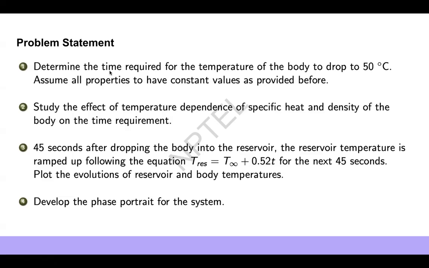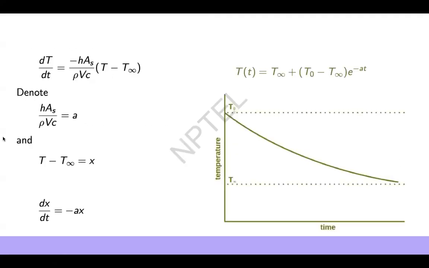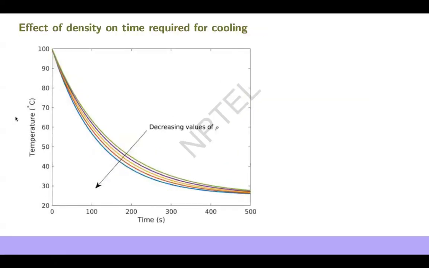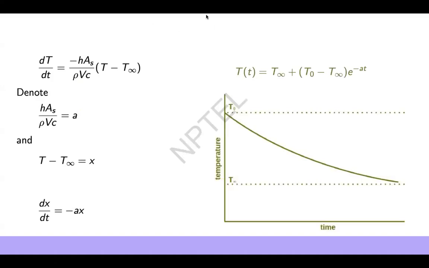Now coming to the first part: determine the time required for the temperature of the body to drop to 50 degrees Celsius. Assume all properties to have constant value as provided before. This part we already know. We know how to solve this ODE. If you have an ODE like this, we know how to solve it. So we get the temperature as a function of time, and you can get that behavior. You can plot also, just like we plotted in the previous 2 examples. Now, before that, let me just show this part in the code.